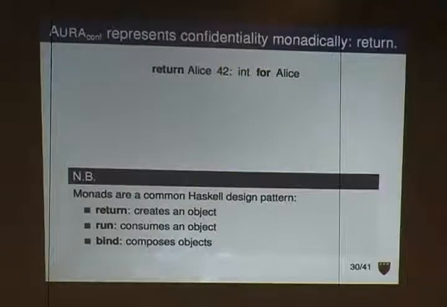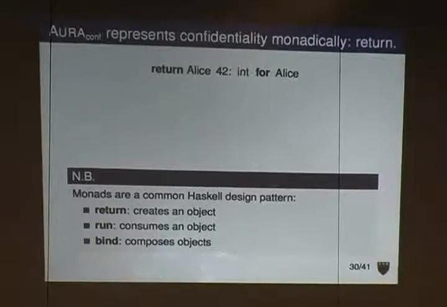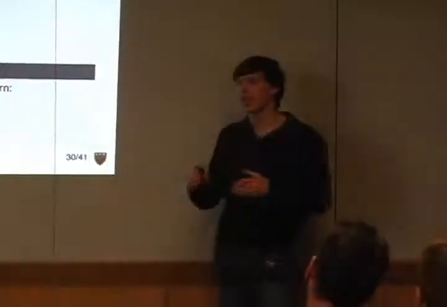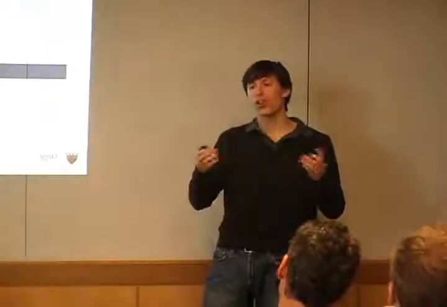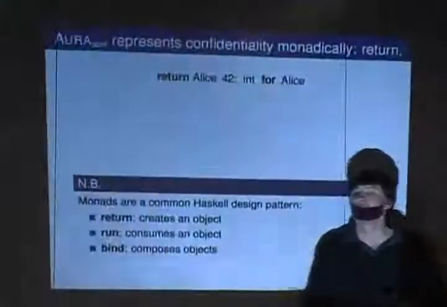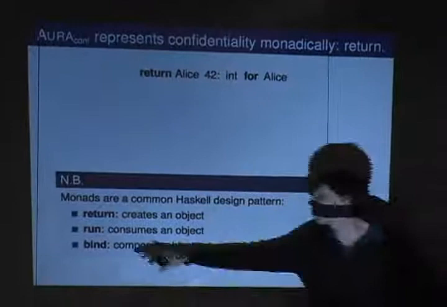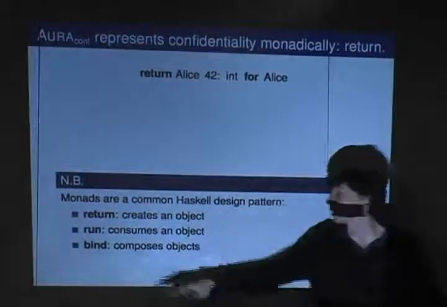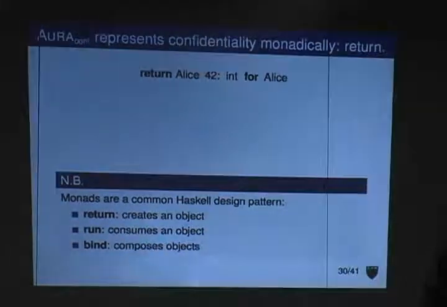And in order to explain how we're going to audit this, I want to tell you a little bit more about how AuraConf works. I have to apologize for this slide a little bit. I used some notation from Haskell, which kind of obscures the meanings of things. In Haskell, they use a data type or data abstraction called a monad a lot. And monads have an operation called return, which is used to make something, and an operation called run, which is used to consume it.